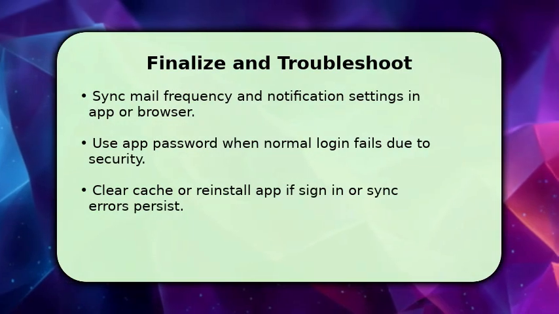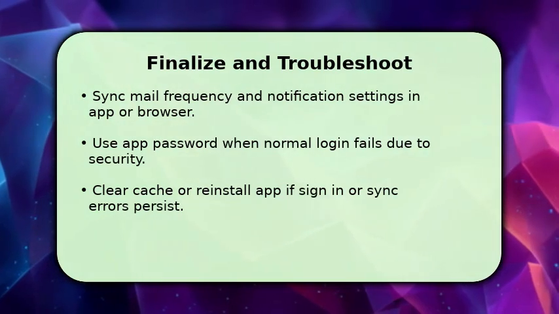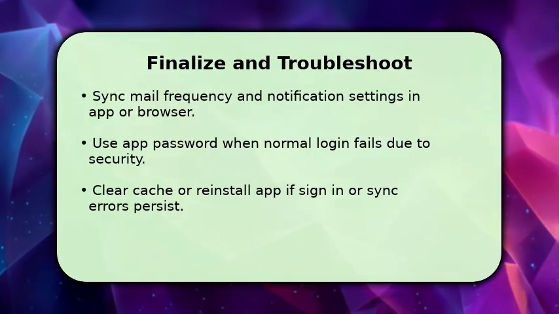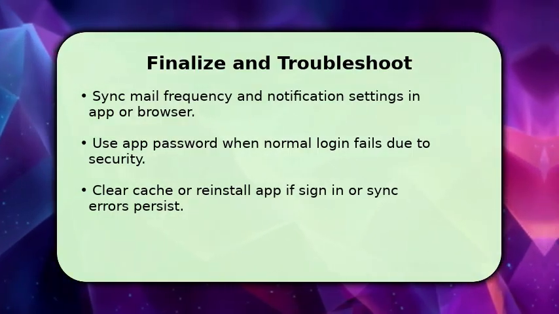To finish, open Gmail settings and set sync frequency and notifications so new mail appears promptly. This conserves data and battery.